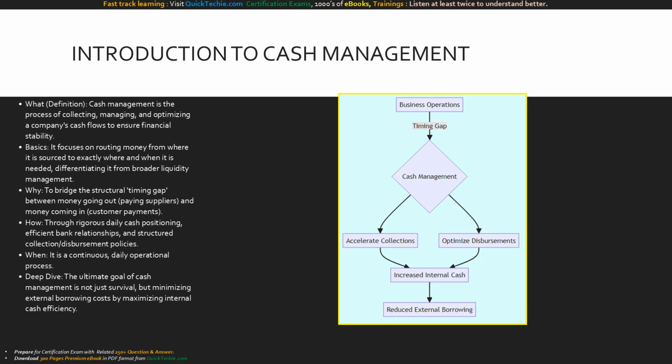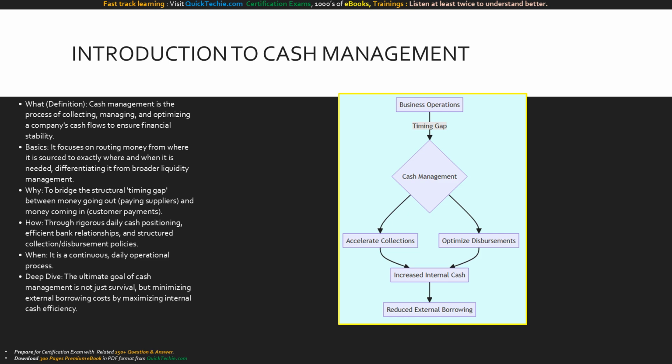In corporate finance, the treasury is often called the lifeblood of the organization. Cash management is the daily process of collecting, routing, and optimizing that lifeblood. What are the basics? It is about moving money from where it is generated to where it is needed.